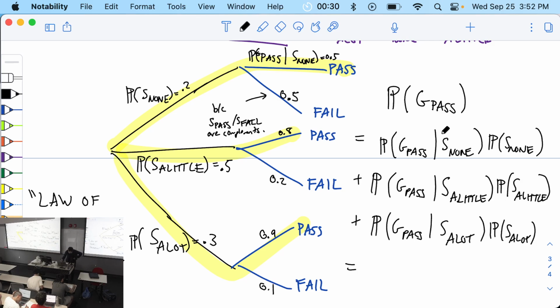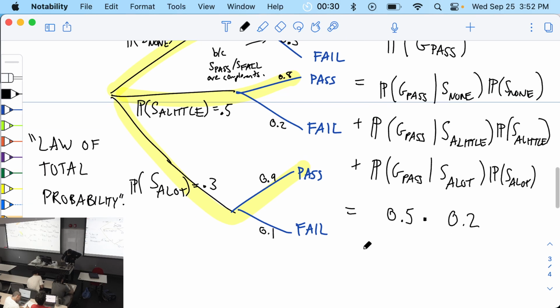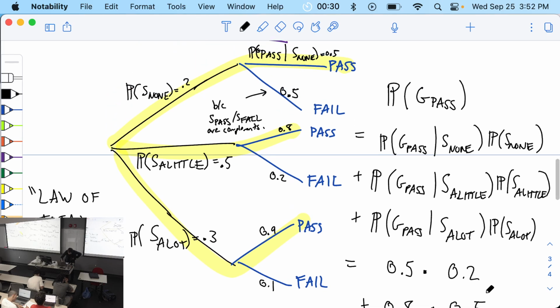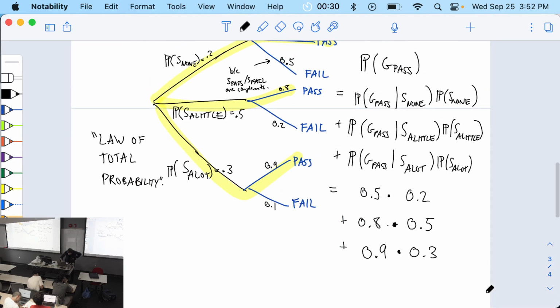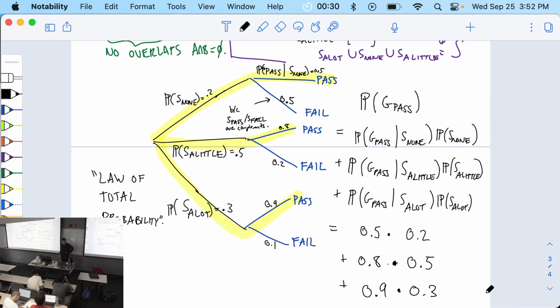Now I'm going to evaluate them. This one, pass given none, was 0.5. The probability of none was 0.2. Pass given a little, that was 0.8, times the probability of a little, which was 0.5. That's a multiplication. Plus, last but not least, 0.9 if you study a lot, but that only happens with 30% chance. So those are the three branches coming together to give the probability you want. You could add this up, but in the interest of time, I'll just leave it like that. It's perfectly fine for what we want. It's the sum of these numbers.